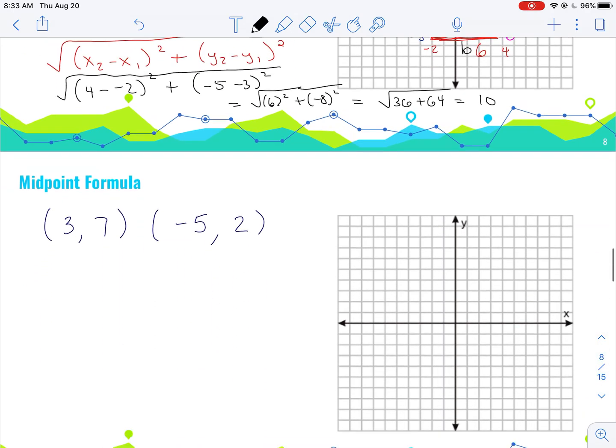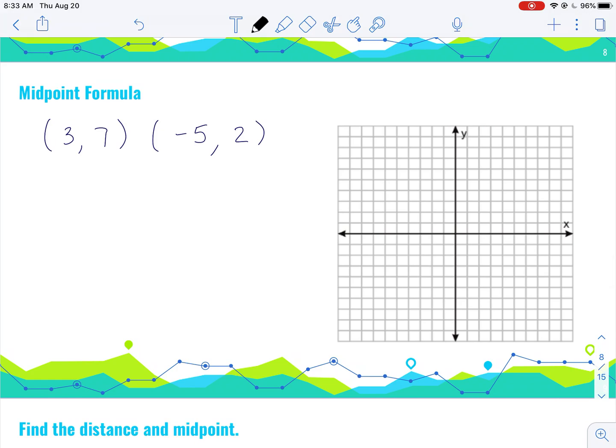The midpoint formula allows you to find the middle of 2 points. So if you were going to find the distance between them, it would be the point that would be directly in the middle of that line segment.